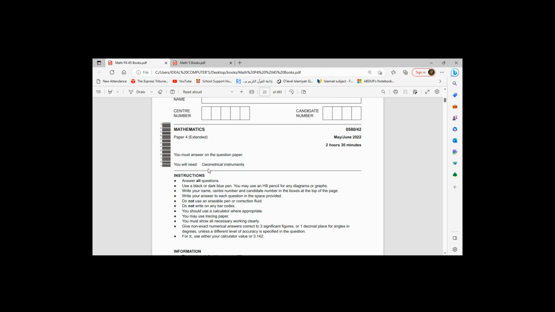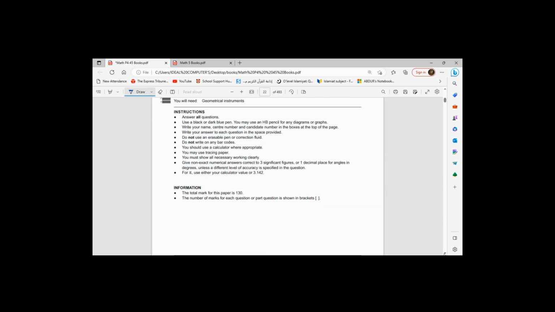Today I am going to solve paper 4 for you. That is paper 4, May June 2022, and the variant is 4-2. Okay, let's start the paper.